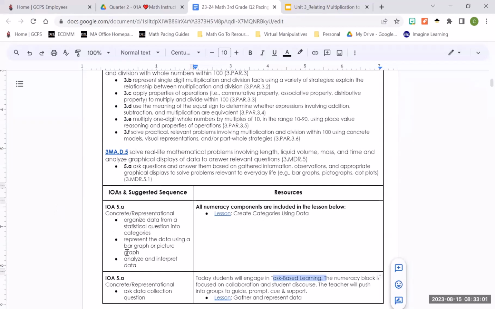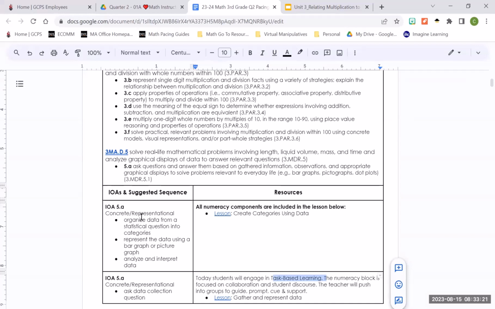We are starting Unit 3 with IOA 5A. As you dig into these lessons, you will notice that the focus of instruction has shifted to more of a student-driven approach using the statistical reasoning framework to provide a richer, more meaningful experience with data.